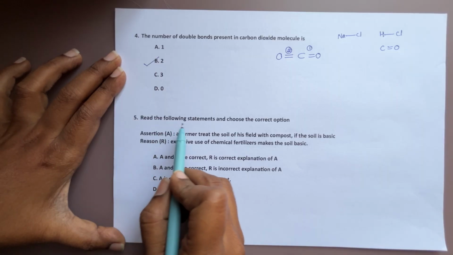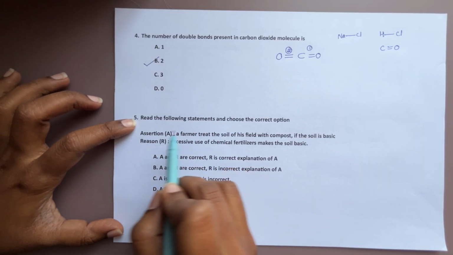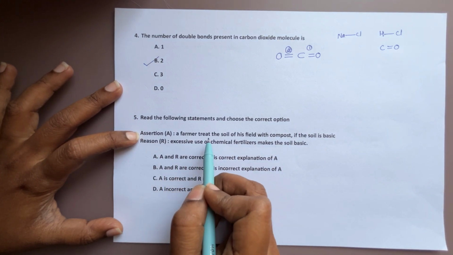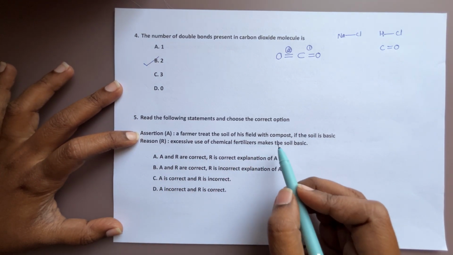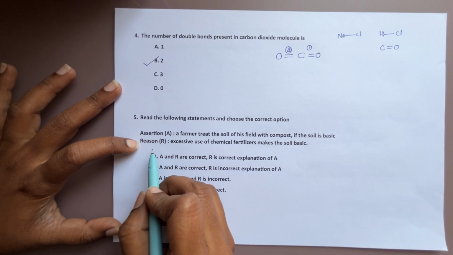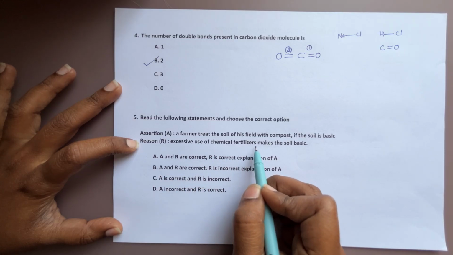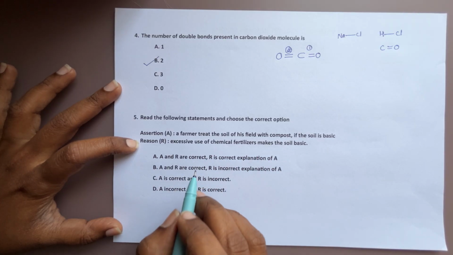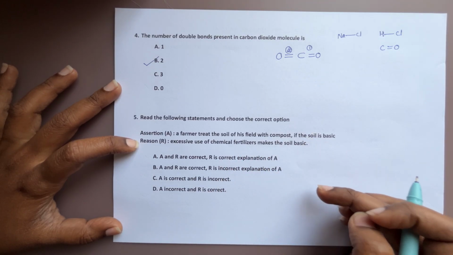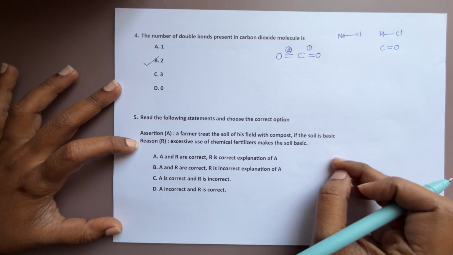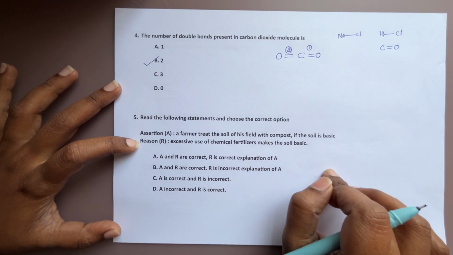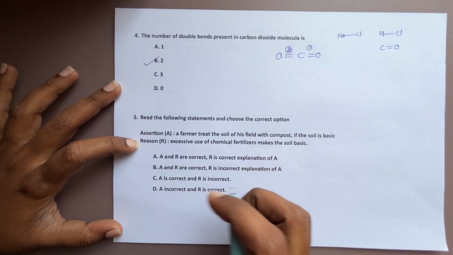Next, the fifth question. Read the following statements and choose the correct option. A: A farmer treats the soil of his field with compost if the soil is basic. R: Excess use of chemical fertilizers makes the soil basic. Now we need to see the statements. Regarding this, I have already explained in my previous classes on acids, bases, salts, and the 7th class neutralization concept. If you want, watch that and come to this question. So directly here, I am answering.